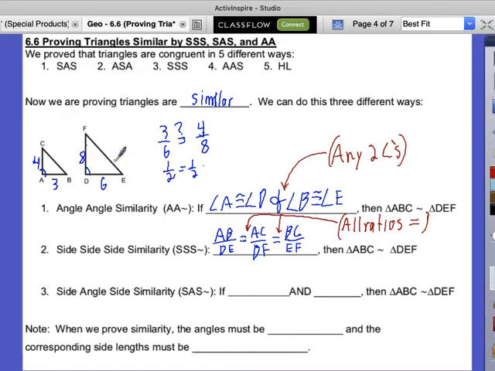So because we still know 3/6 is equal to 4/8, because they're both 1/2, same idea. So here, if we know the ratio of AB over DE is equal to the ratio of AC over DF, like we have marked in this picture, and we also know angle A is congruent to angle D, then we can prove the triangles similar.